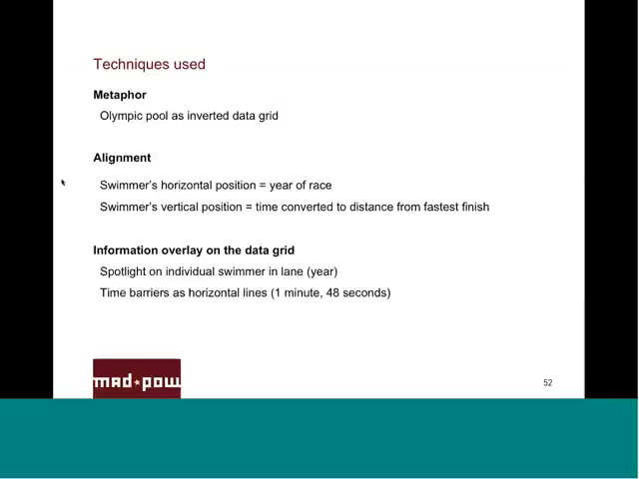They've used alignment to take the swimmer's horizontal position across the pool as the year of the race, and their vertical position as the time converted into distance from the fastest finish. And that information, that basic grid, can then be used to spotlight individual swimmers in a lane by year, as you saw, and also to allow these time barriers to appear as horizontal lines at 1 minute, at 48 seconds, and so forth. So they've taken all of these principles and turned it into something that is very important in data journalism. They've turned it into a story.